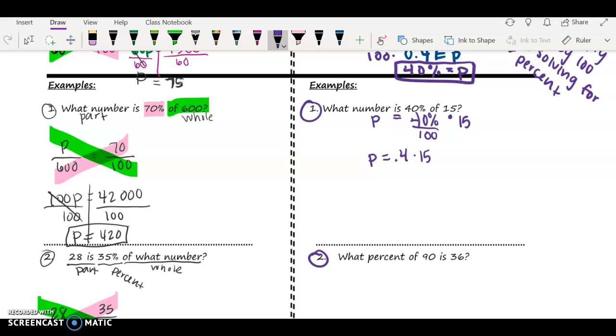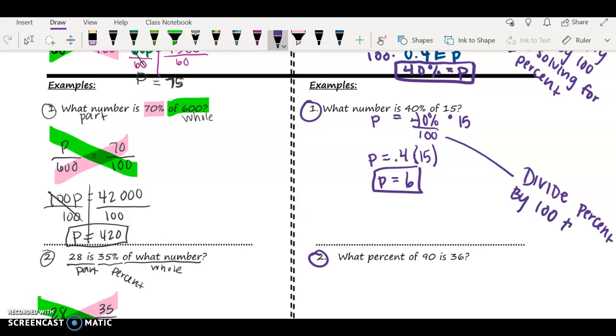So I'm going to do 0.4, and I'm just going to use parentheses so that way my multiplication symbol doesn't look like a decimal. And so we're just going to type in the calculator 0.4 times 15, and we get P equals 6. So the reason we had to divide by 100, so let's say divide percent by 100 to get the decimal.